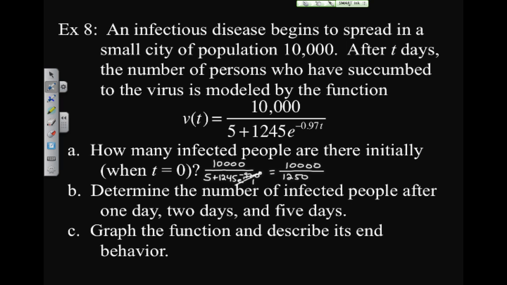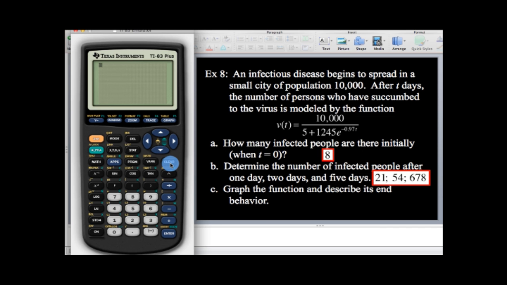And so when we do that division on our calculator, or we reduce, or whatever, we end up with 8. There were 8 people who were infected initially. So looking at part B, we want to put in these values: 1 day, 2 days, and 5 days.